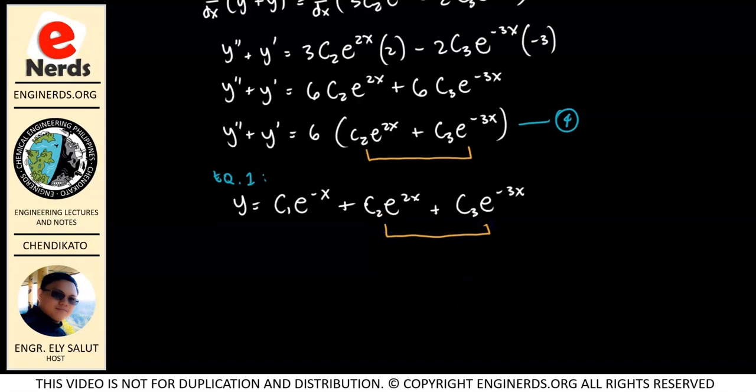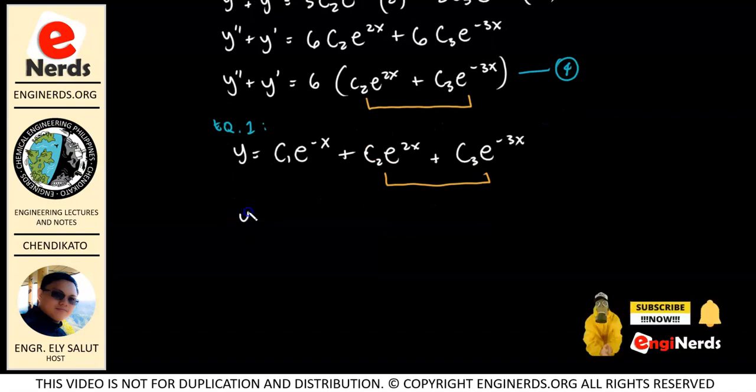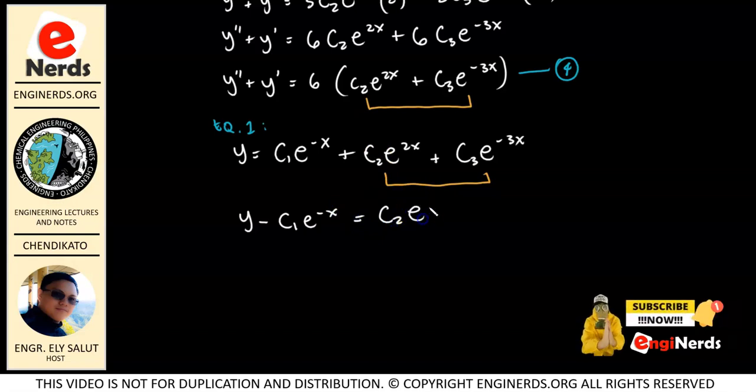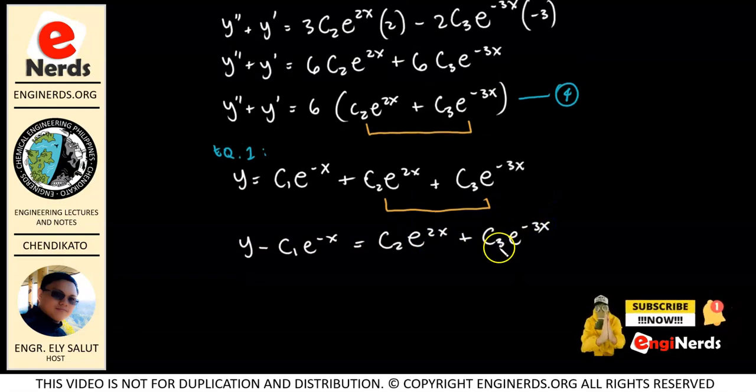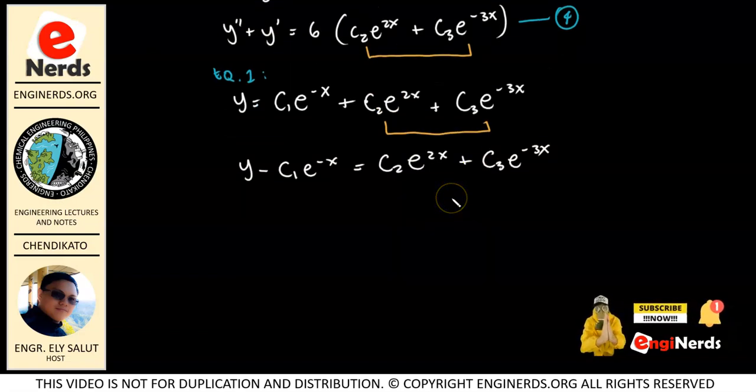Alright? So that means if you're going to work it out, pwede natin itong gawin na y, transpose natin to sa left side. So, y minus c1 e to the negative x is equal to c2 e to the 2x plus c3 e to the negative 3x. Right? And this is equal dito sa nakikita natin dito sa itaas. So, therefore, we can substitute that sa ating equation 4.